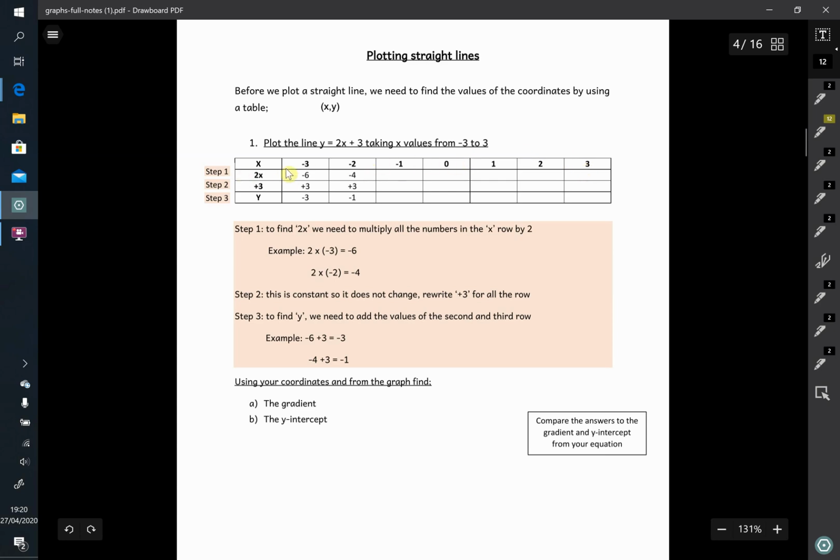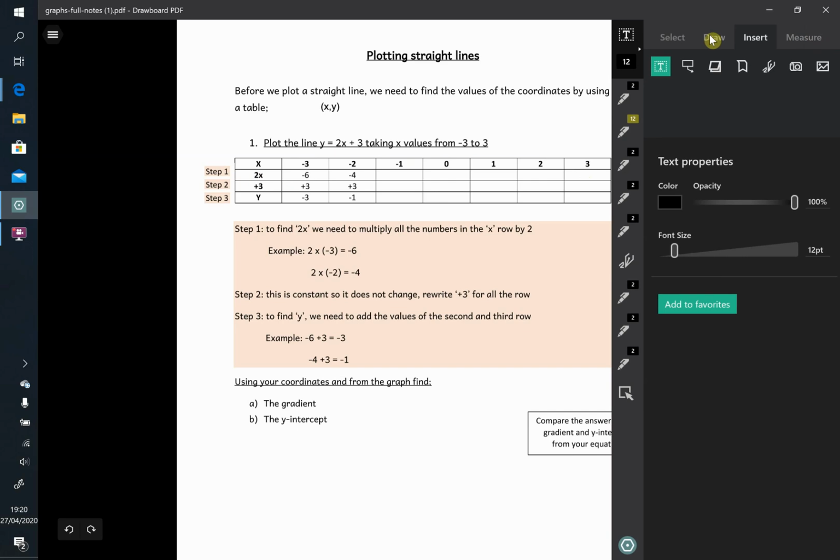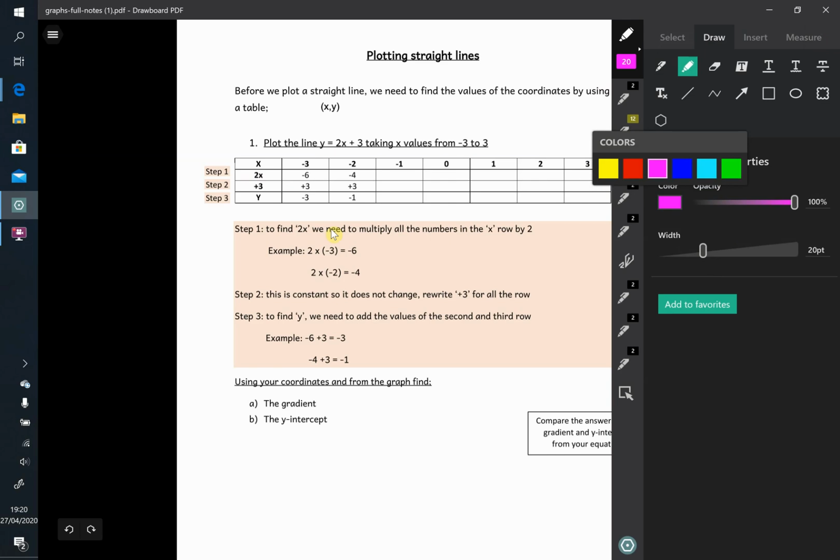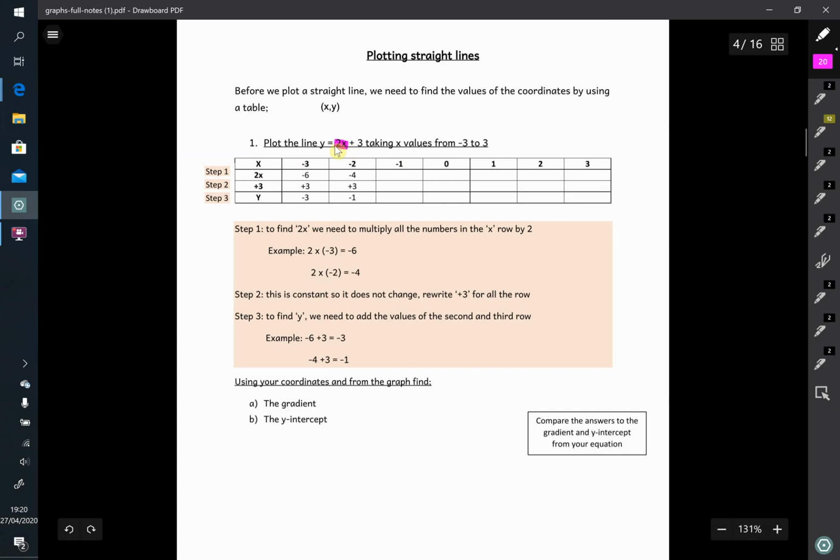Then in your next row, and let me use a highlighter so that I don't keep moving my mouse around. Let me use this pink, I really like it. Fuchsia. Over here you have written 2x, so in your next row, you're going to write down 2x. Next, you have +3, so your other row will have +3.